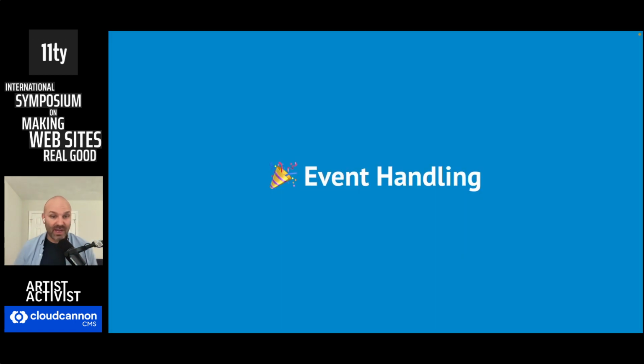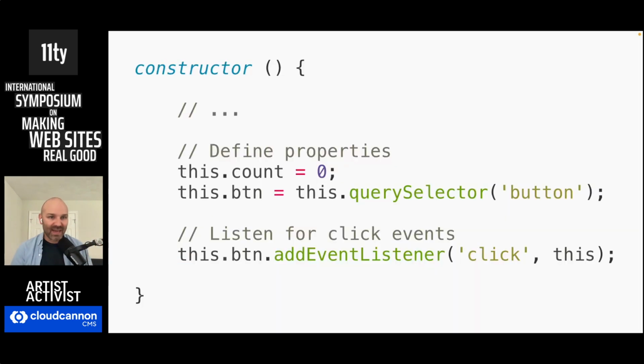Web components also have some built-in methods that make handling events easier. With the add event listener method, you can pass in an object instead of a callback function as that second argument. If the object has a handle event method, that method will automatically run in response to the event and receive the event object as an argument.